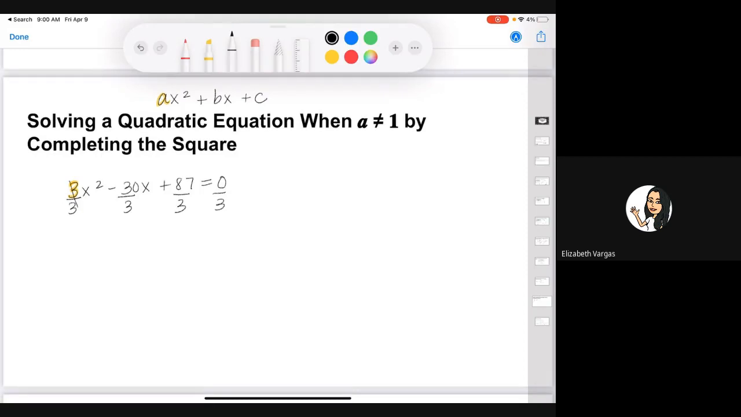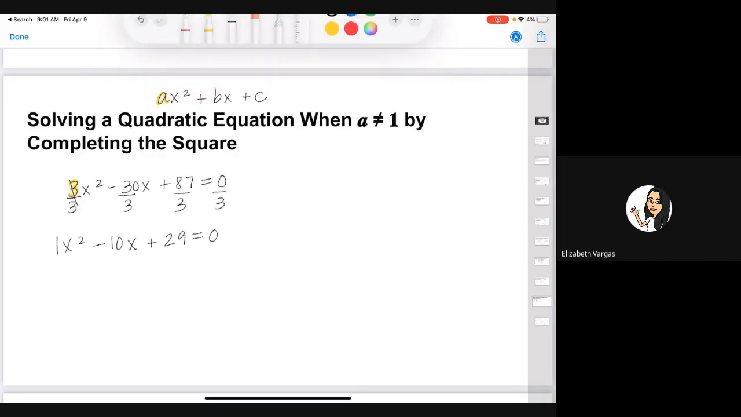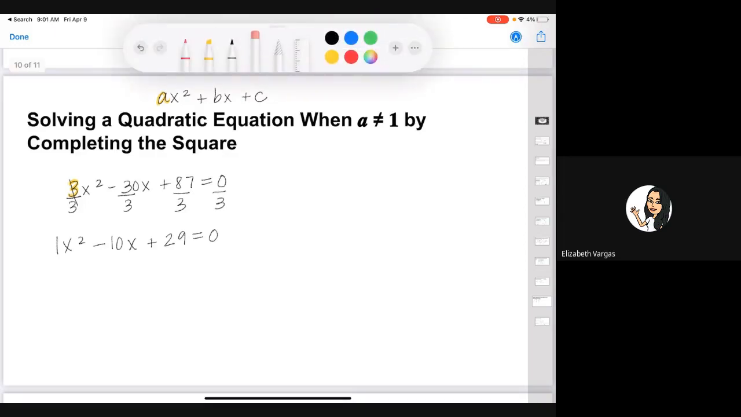When I divide, that gives me x squared. 30 divided by 3 is 10. 87 divided by 3 is 29. And 0 divided by 3 is just 0. So that allows me to get rid of my a. Now that I got rid of my a, now I have a is 1. It has an imaginary 1 there. And so because of that, I can now solve the way that we just solved previously.